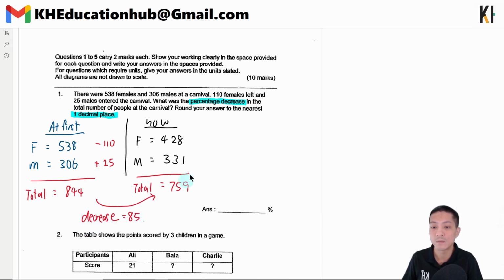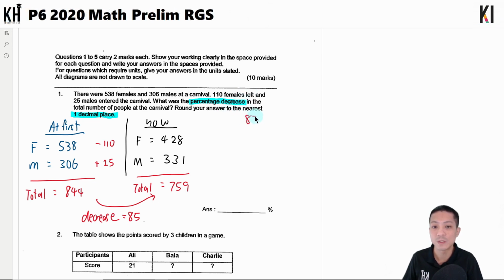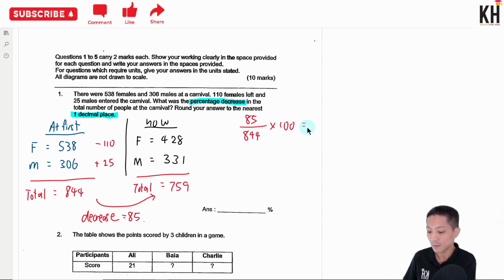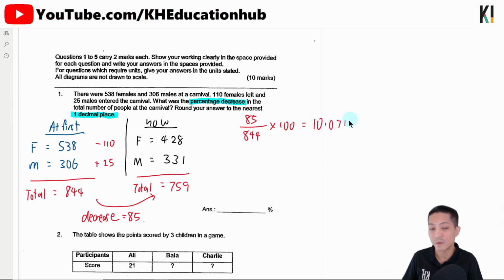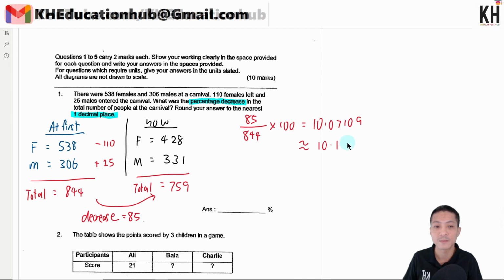Okay, so now if we want to find the percentage decrease, we need to use the decrease divided by the original. Okay, and then multiply by 100. So 85 over 844 times 100 will give me 10.07109, and if you round it off to one decimal place, it'll be 10.1. Okay, so the answer will be 10.1%.